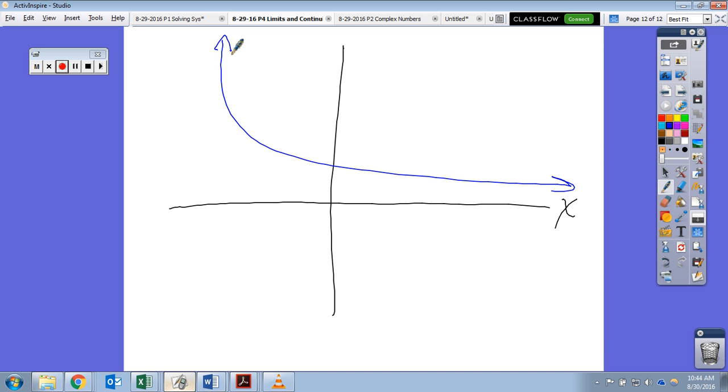If it's going this way, then it doesn't ever... Does that make sense? You could easily go this way, but if it was vertical, you couldn't. Yeah, I'd have to lift my finger. I'd never get there. I would never get to the other part of the function. With vertical, that's when there's definitely a break. Yes.